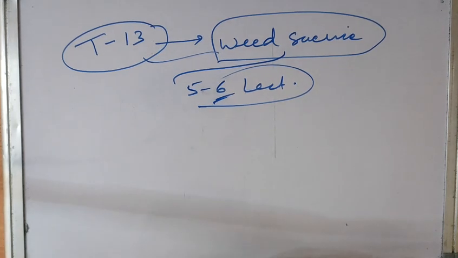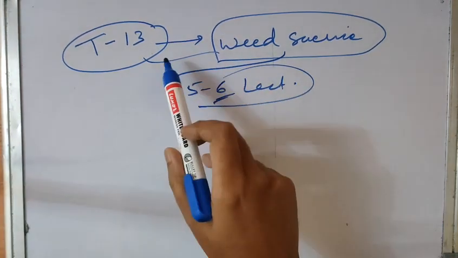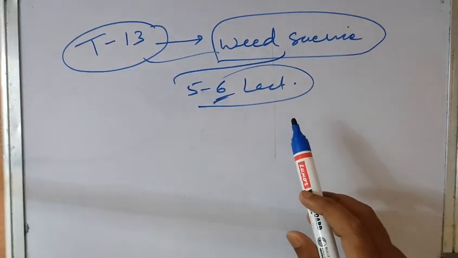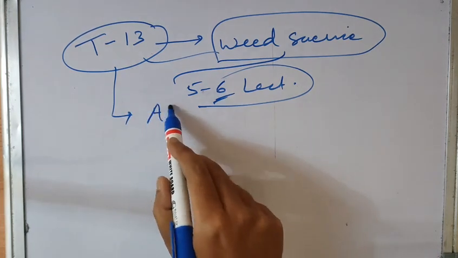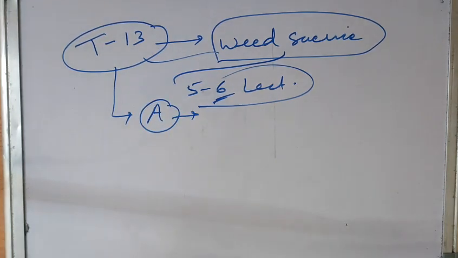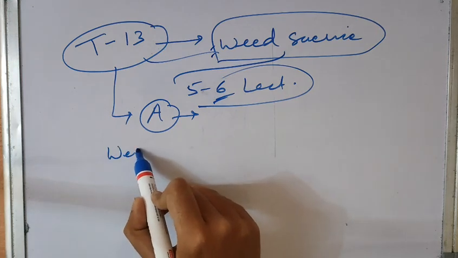What are weeds, their characteristics, their control methods, biological control, chemical control, integrated pest management, integrated weed management, and what is crop weed competition, how they interact with crops. Everything we will discuss in this topic, weed science, in 5 to 6 lectures. That is important for UPSC. So today we are going to discuss topic 13a, the first lecture of weed science. So what are weeds?